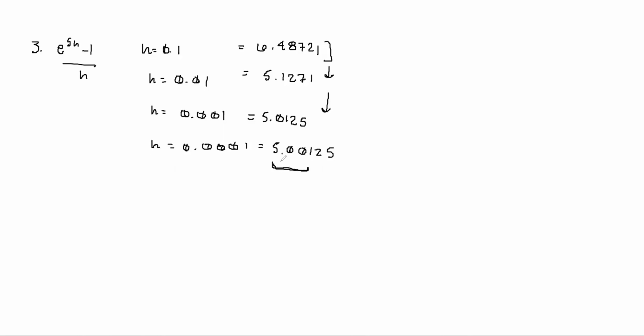Use the results of part B to estimate the limit as h goes to 0. What do you think this limit is going to be? Well, it's approaching 5. Is that all we do for that? Yeah. So if we have the limit as h goes to 0 of e to the 5h minus 1 over h, this limit is equal to 5, because as h is getting close to 0, this whole thing is getting close to 5. And so that's how we would write this.